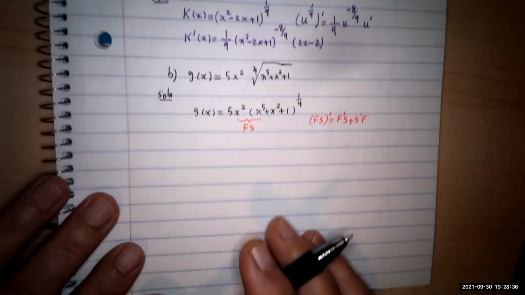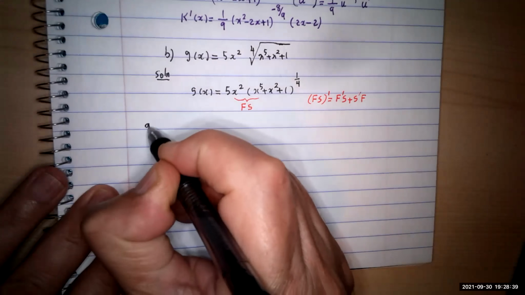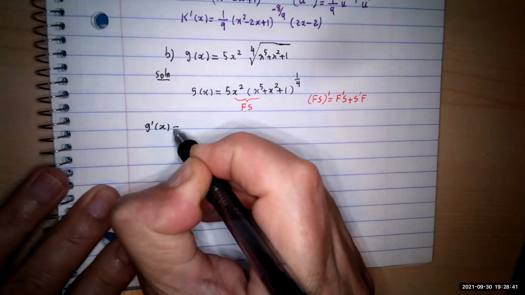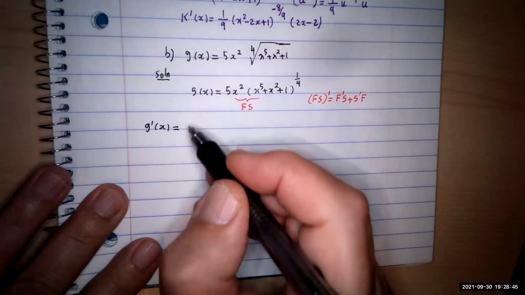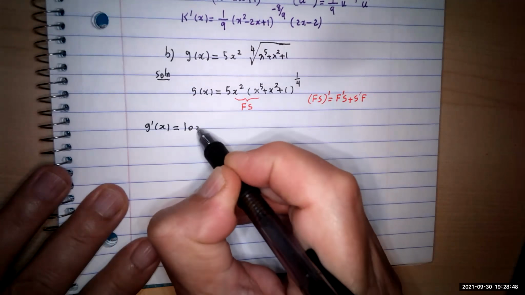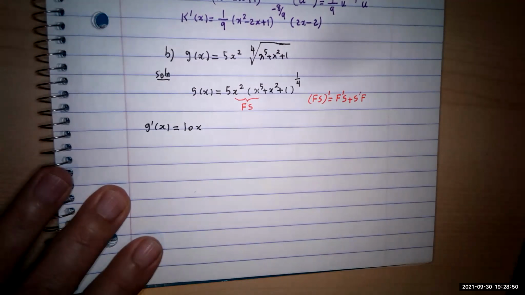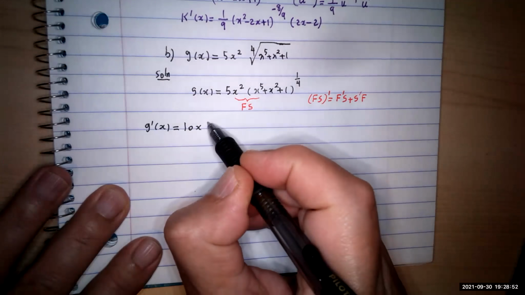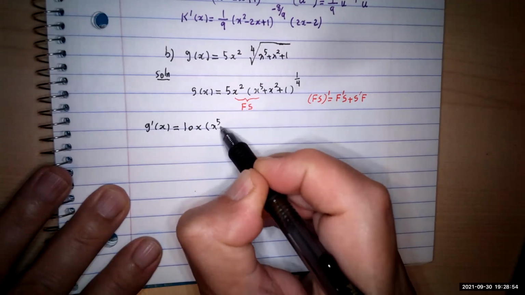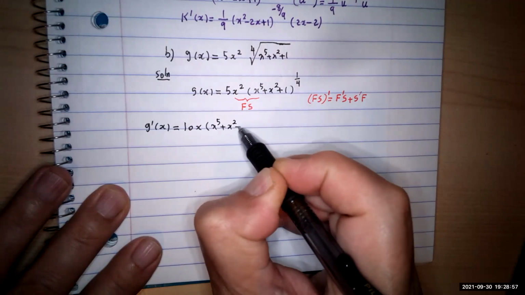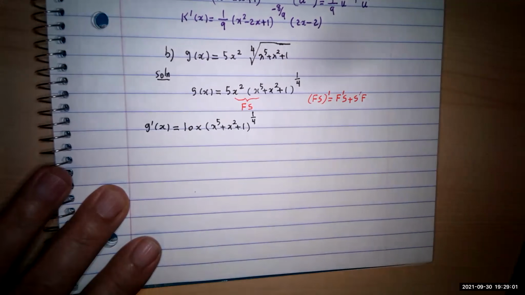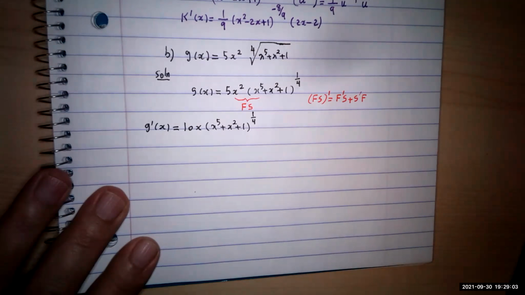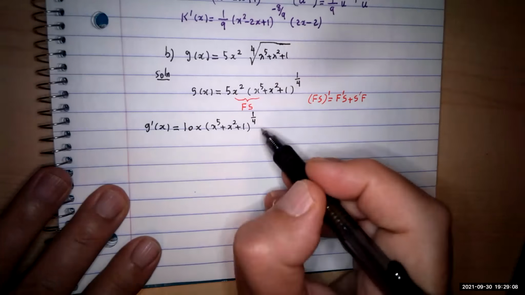So that's it, G prime of X. G prime of X is equal to the derivative of the first one, 2 times 5, 10, 10x. That's the derivative of the first one. Times the second, times x to the fifth plus x squared plus 1, everything to a quarter. So that's the derivative of the first times the second. Any question? No. The second part is tricky.